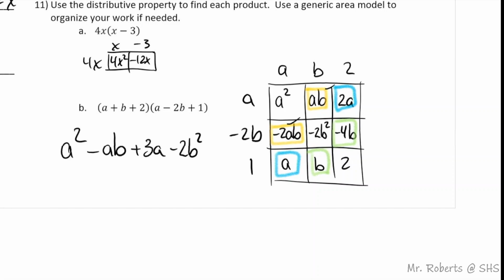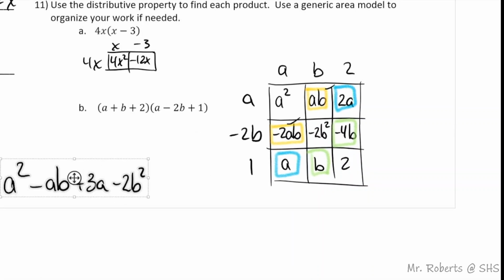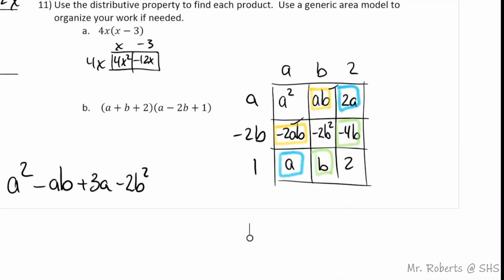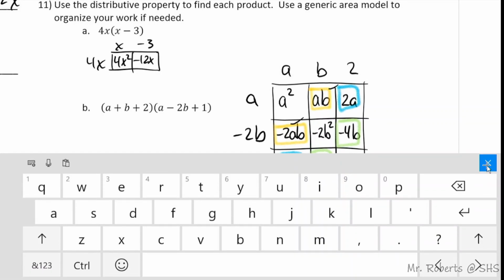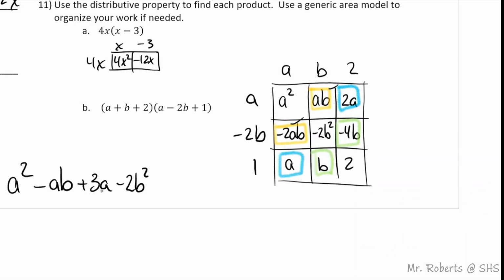I'm running out of room, so I'm going to cheat and grab this thing and just drag it over here. I like the electronic notebooks. That's nice. And then I'm going to go ahead and go, b and a minus 4b, which would be a minus 3b. Again, I'm adding these now. I multiplied to get the area, but now I'm combining the areas via addition. So b and a minus 4b is minus 3b, and the last one is plus 2.